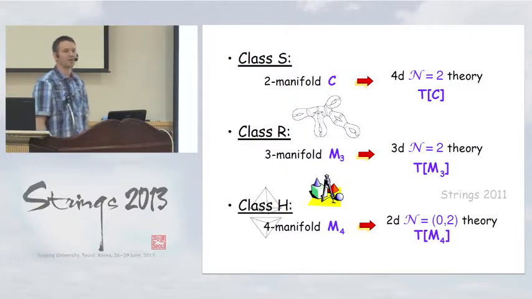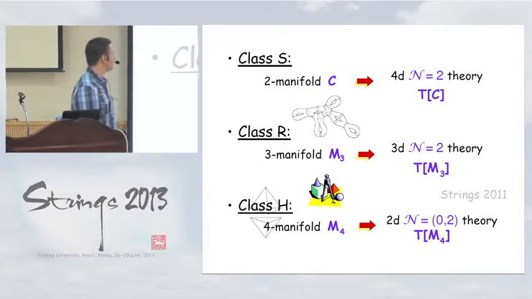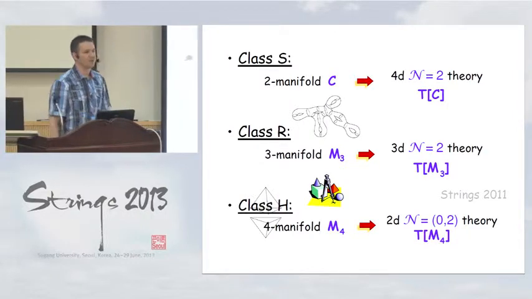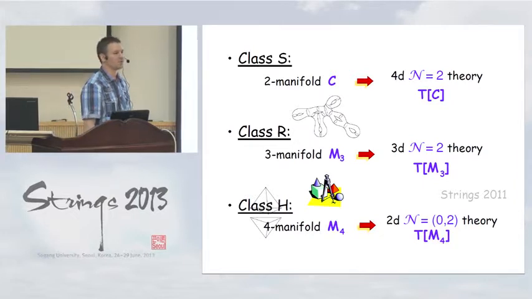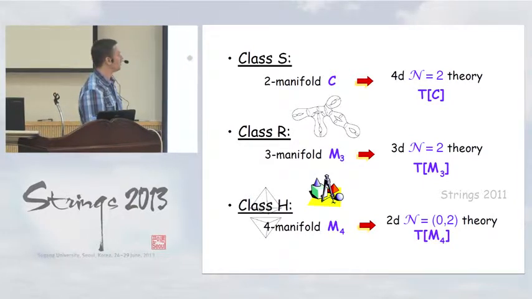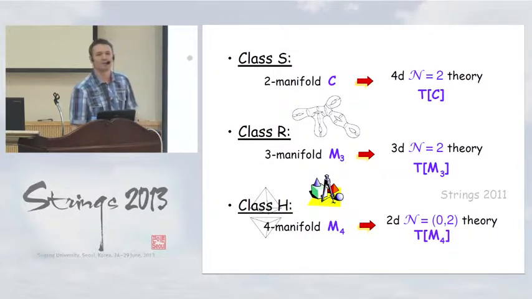By this I mean with (0,2) supersymmetry in 2 dimensions, labeled by a 4-manifold. And again, just as in the predecessors, the basic building blocks and moves and transformations of the 4-manifold will translate into operations on the corresponding field theories.